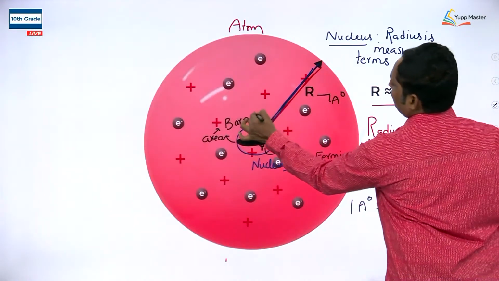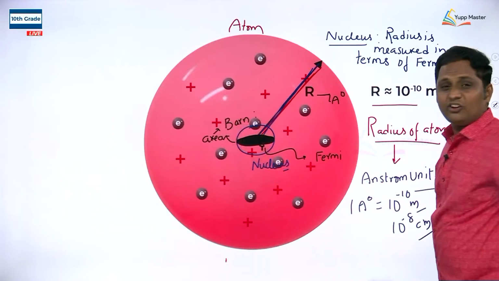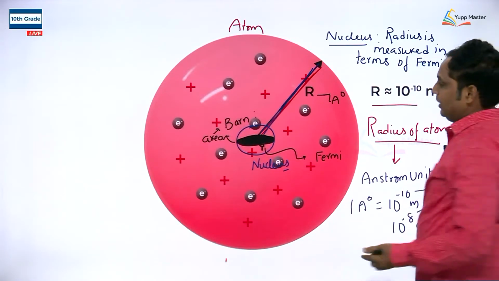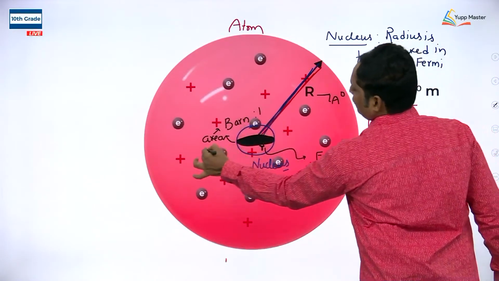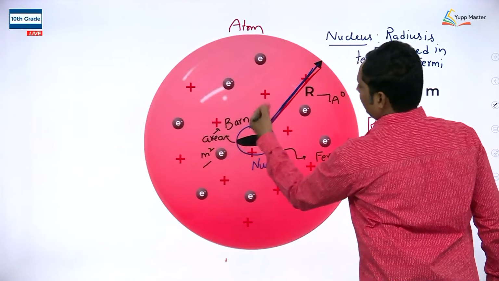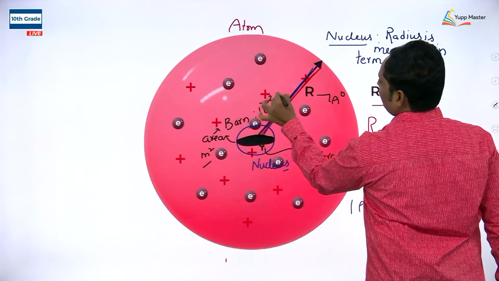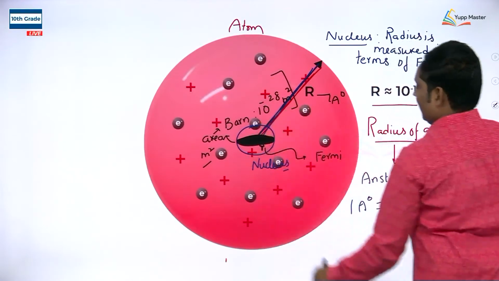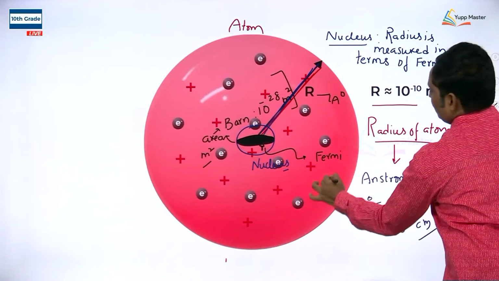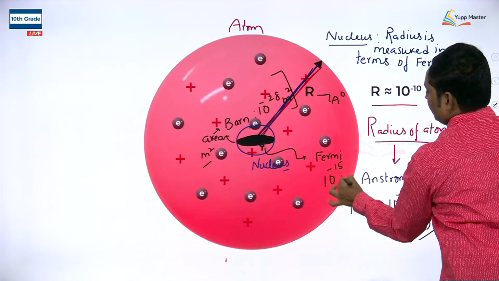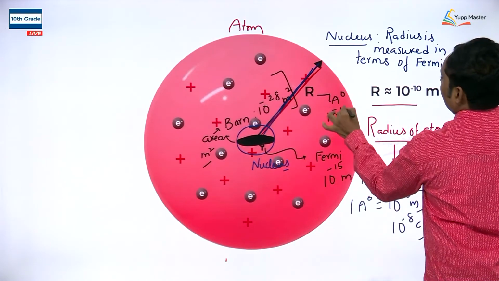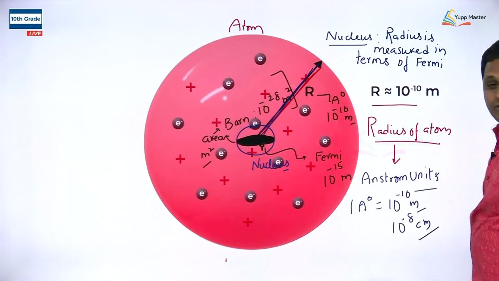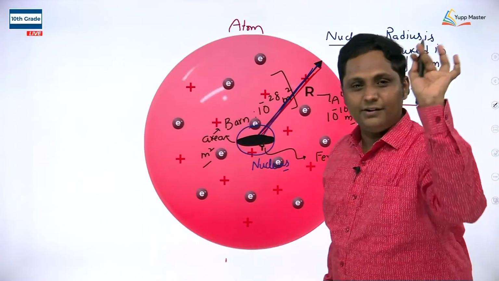Previously, one Born is going to represent the cross sectional area of the nucleus. One Born is equal to an area, represented in terms of meter square. We will take that as 10 to the power of minus 28 meter square, as we have learned. And one Fermi is going to be 10 to the power of minus 15 meter, and one angstrom is 10 to the power of minus 10 meter. All right, everything is clear.